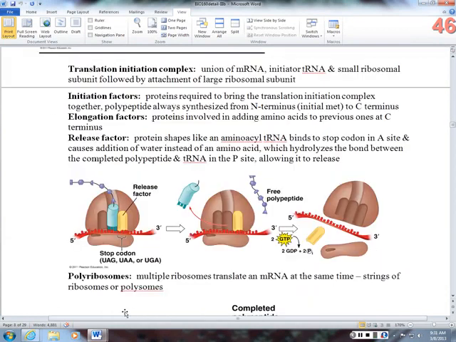And then the release factor is going to be a protein at the end that's going to help stop binding the codon in the A site. And with the addition of water in there, it's going to hydrolyze the bond so that the completed polypeptide is able to exit out the back end.